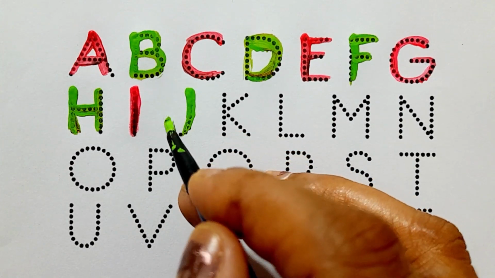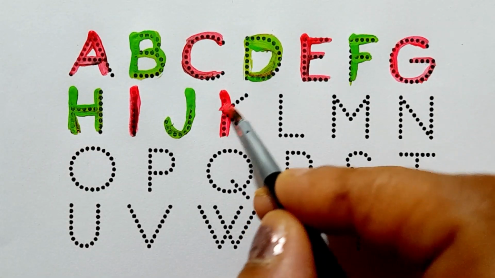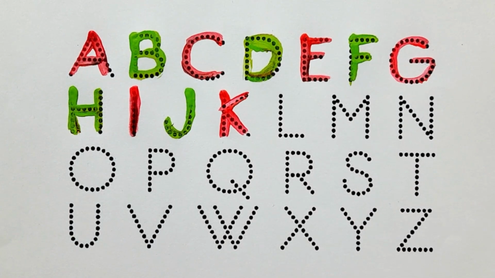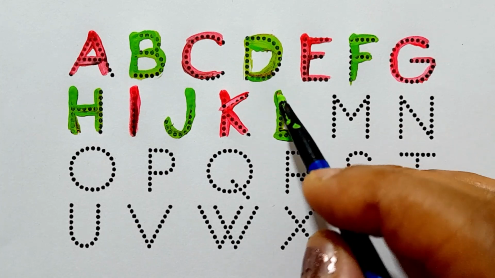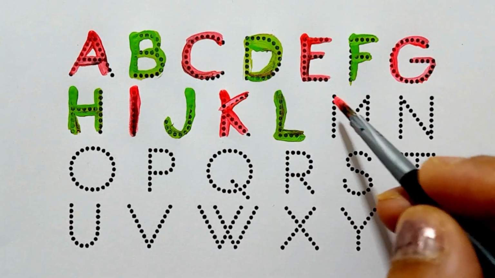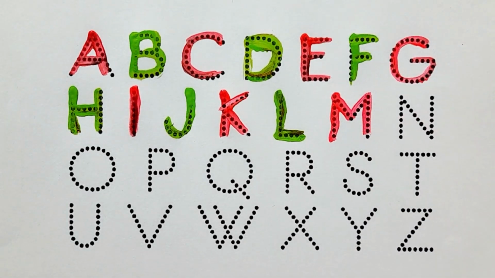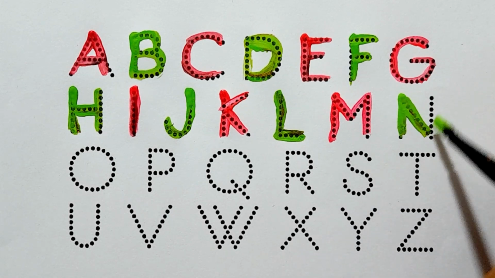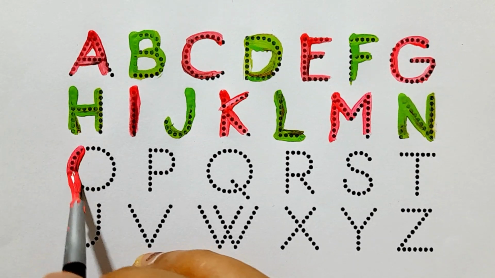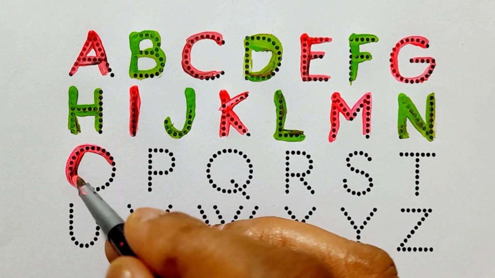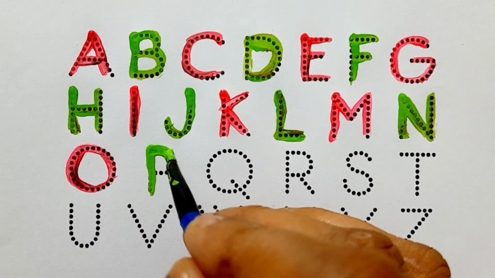J for jug. K for kite. L for legs. M for mat. N for nose. O for orange. P for pen.